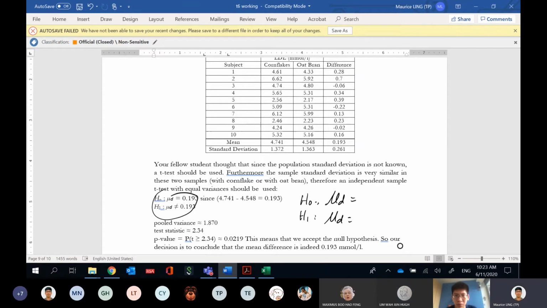No. First, is he using the correct test? I can tell he's using a t-test. But is it the correct t-test? I think he's using the wrong t-test. He's not using the dependent t-test. You are supposed to use the dependent t-test, which is actually the paired t-test. So you are using the wrong t-test. Correct. So this is the wrong t-test.